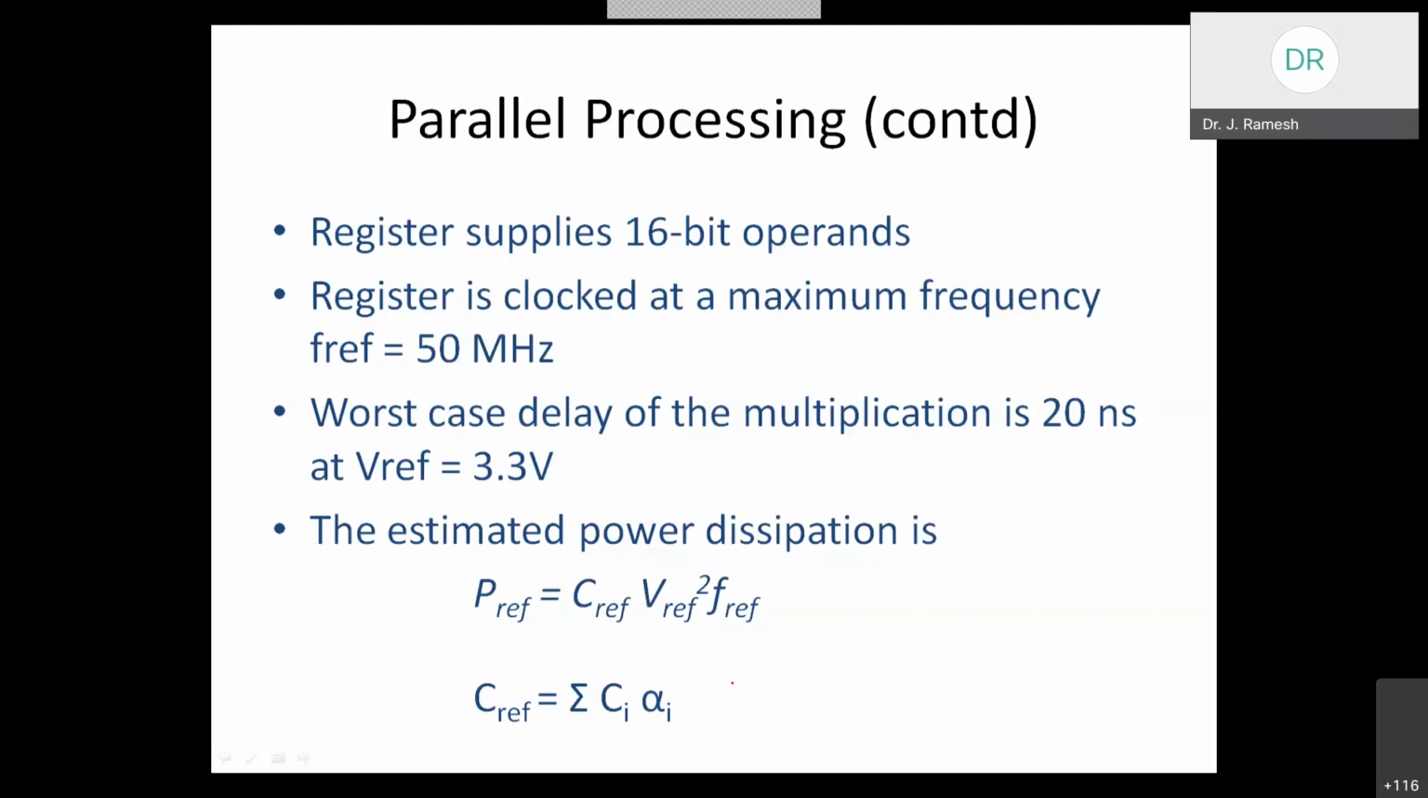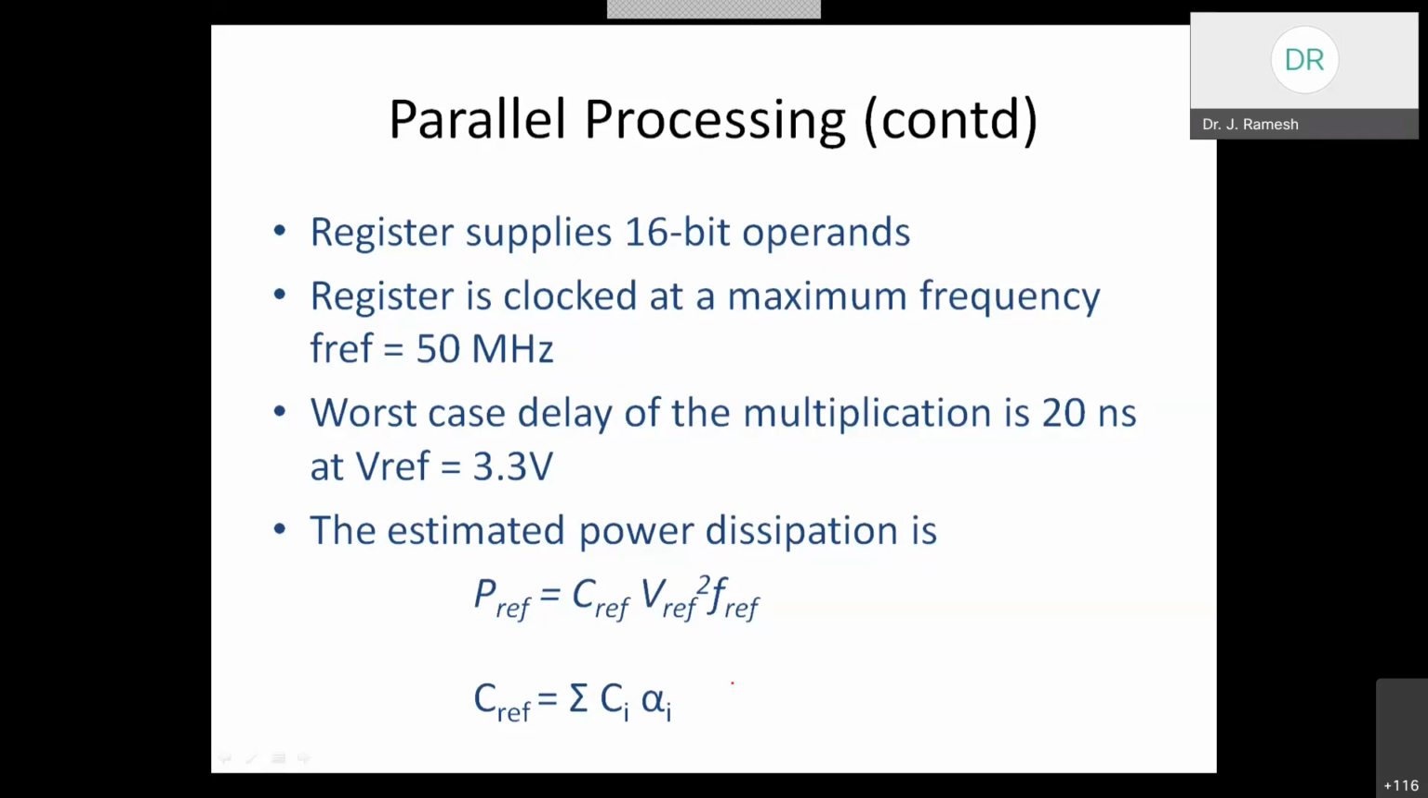And then we'll proceed to the parallelized architecture and the pipelined architecture. In those cases, how the power is getting reduced when compared to this reference architecture, that we will try to analyze. So the estimated power dissipation is P reference equal to C reference into V reference square into F reference. That is the same expression we have derived for the dynamic power in the earlier slides, that is P equal to CV square F.